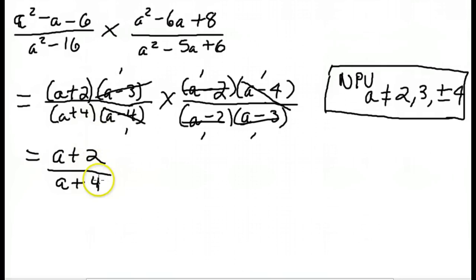Now you notice this expression only has one non-permissible value, which is negative 4, but in order to maintain the integrity of the given expression up here, we need to have our 4 non-permissible values, and then this is our simplified form. We're simply saying that this expression here is equivalent to this expression for all values of a, with the exception of 2, 3, and plus or minus 4.